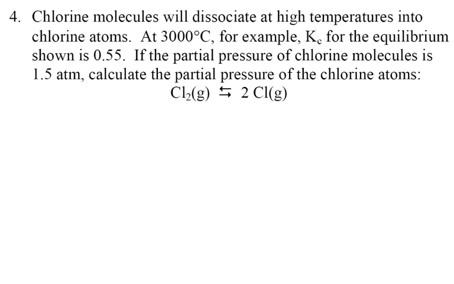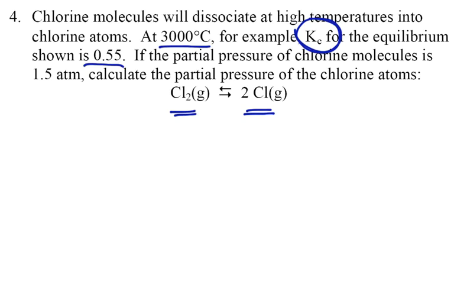Now, from our study questions, problem number 4 is the first one we'd like to look at. And reading through, we say chlorine molecules will dissociate at high temperatures into chlorine atoms. So chlorine molecules, chlorine atoms, at 3,000 degrees Celsius. Now, a lot of these problems talk about the temperature, and usually you don't need that temperature. It's just proper to talk about the temperature because the value of K is dependent on the temperature. If you have a different temperature, you'd have a different value of K. So it'd be proper to say at 3,000 degrees, the Kc is 0.55.